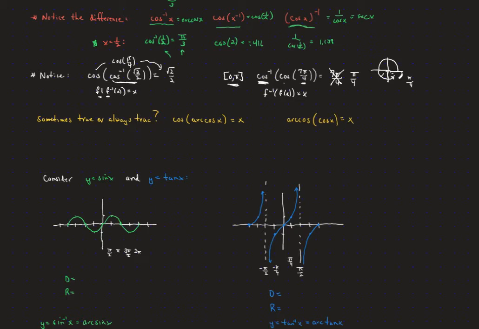This is going to be tricky. All right, let's see if we can figure this out. Sometimes true or always true: is the cosine of the arc cosine of x always equal to x, or sometimes equal to x? And in this case, like we saw in this one up here, this will always be true.